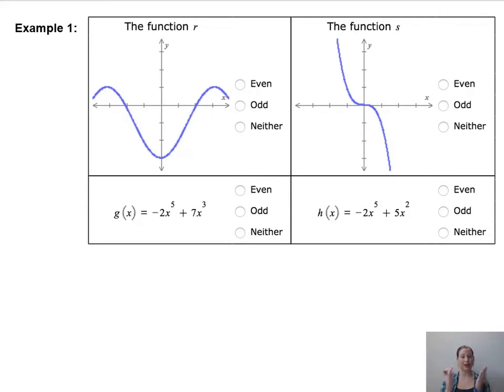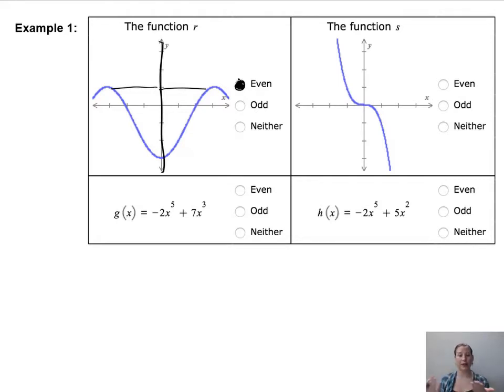Does it reflect about the y-axis? So if we think about drawing our line down here, there's something and there's the same thing. It follows the same pattern on both sides of the y-axis, so this would be even symmetry. Let's look at the next graph.